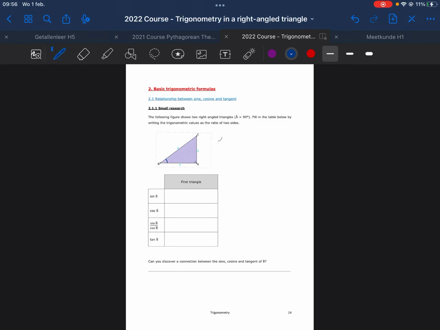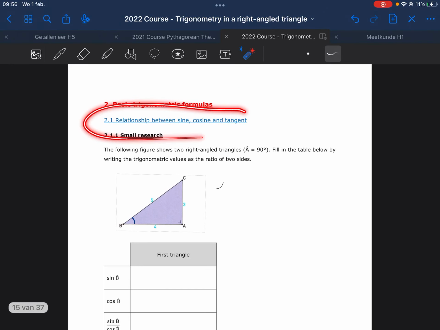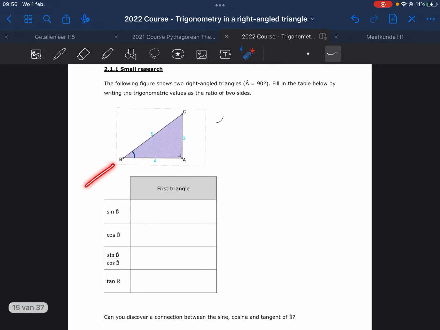Now, let's discover some basic trigonometric formulas. I will be working on page 14 in the syllabus, so you might want to take that and follow along. The first relation we're trying to discover is the relationship between the sine, the cosine, and the tangent. For that, we're using this triangle right here, triangle ABC, with A being 90 degrees.